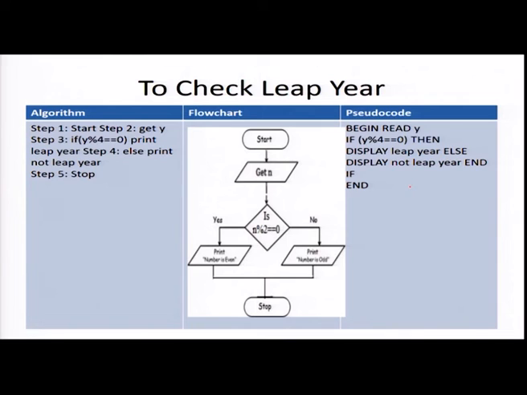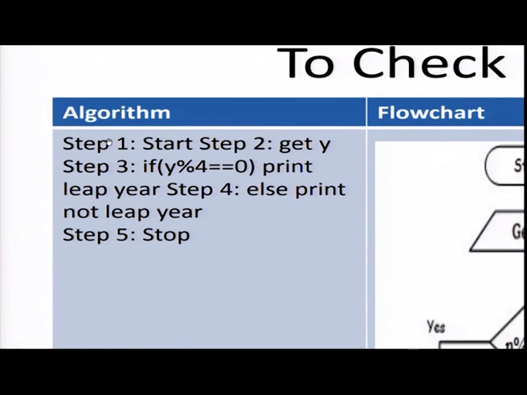The next example is to find whether a year is a leap year or not. In this example, the algorithm is: step 1 start, step 2 you are getting the value of the year, step 3 y mod 4 is equal to 0. My dear viewers, what does the symbol mod determine? What is a leap year? If the year is divisible by 4 or by 400, it is said to be a leap year.